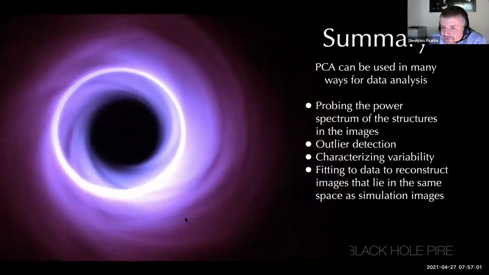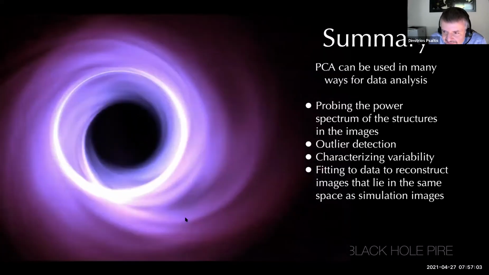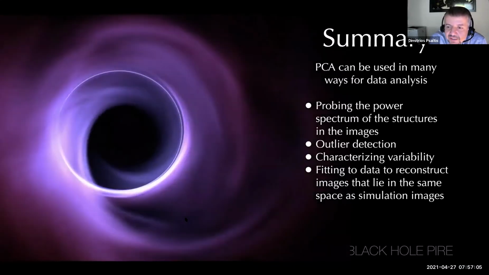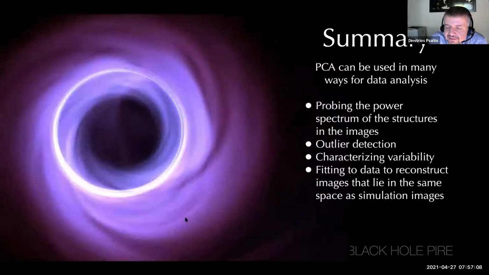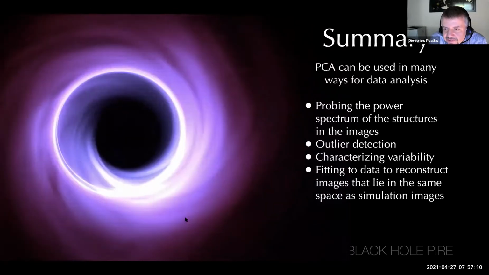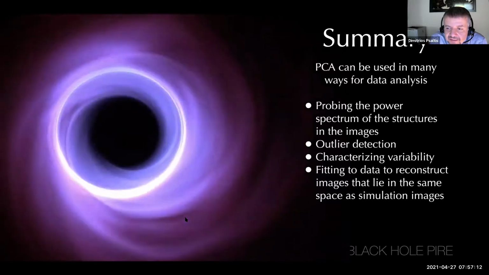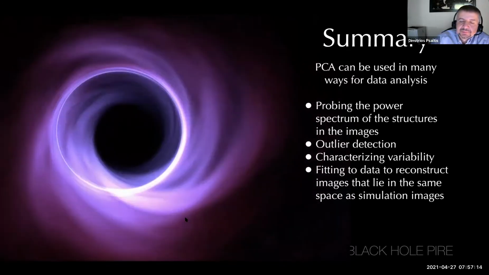We have a question from Ramesh. These are very impressive results. Can this method be used to compare data with different simulations, for example, different black hole spin values, and identify which is the best match? How would this work? It's a very good question.